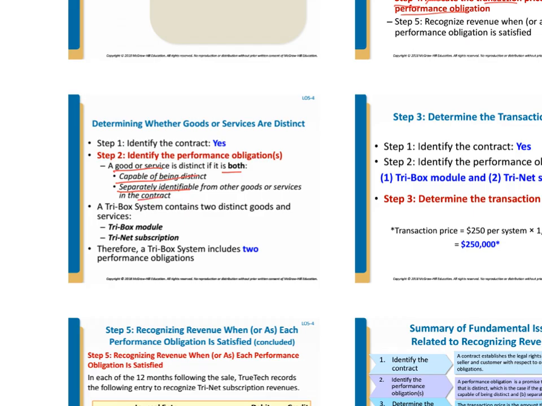Notice that in this situation, we do have 2 distinct goods, the TriBox module and the internet subscription. Remember, you can purchase each one of these individually. The module sold separately, the subscription sold separately, and what's more is you can use the module without having to use the subscription. So they are separately identifiable from the other goods or services because they're not heavily dependent upon one another. So this would indicate that both they're capable of being distinct, you can use them separately, you can buy them separately, and they're not heavily dependent on one another. Therefore, they're separately identifiable within the contract. They don't have to be combined for them to be one good that's being presented.